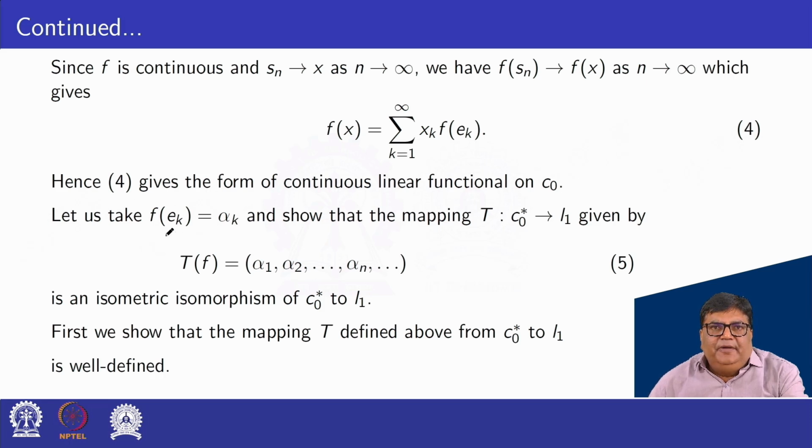Let us take f of ek equal to alpha k and show that the mapping T from C0 star to L1 given by Tf equals alpha 1, alpha 2 and so on, alpha n, and so on, where alpha k is f of ek. That is equation 5. It is an isometric isomorphism of C0 star to L1. First, we show that the mapping T defined above from C0 star to L1 is well defined.